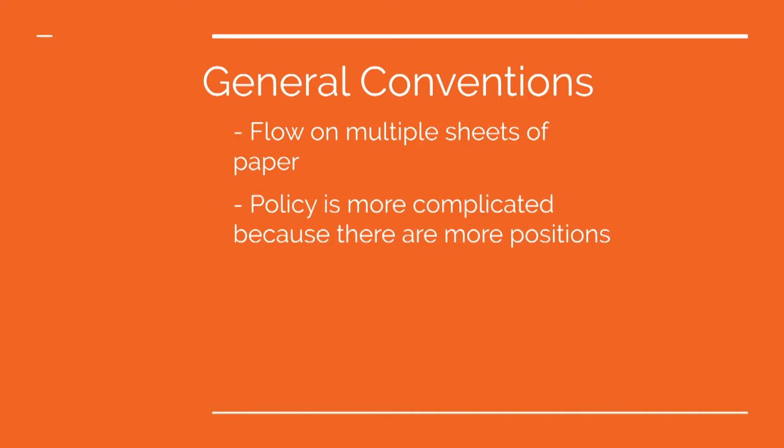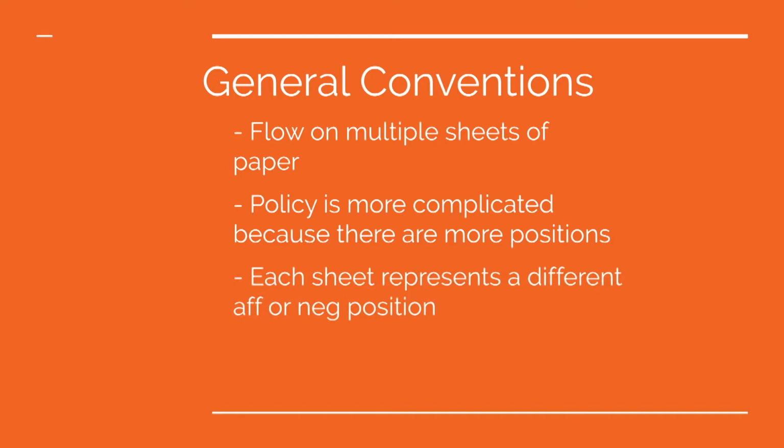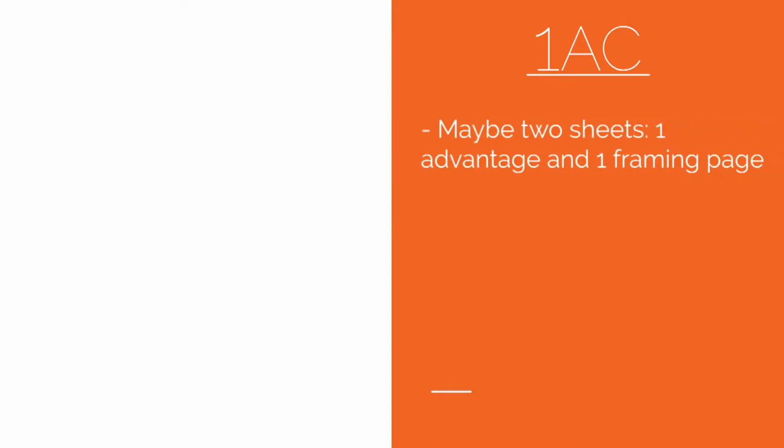Each sheet of paper generally represents a different position, and both the affirmative and the negative will tell you how many sheets they want their arguments to be flowed on. The 1AC, for example, may contain two sheets, an advantage and a framing page, or two advantages, basically distinct arguments.